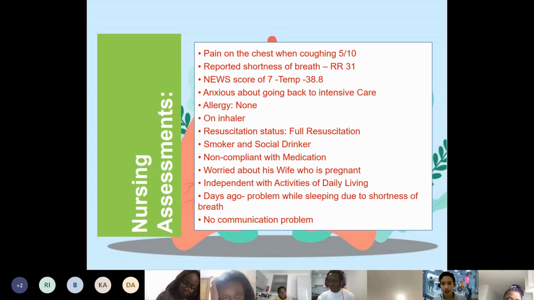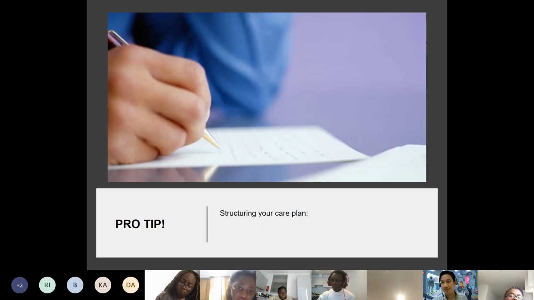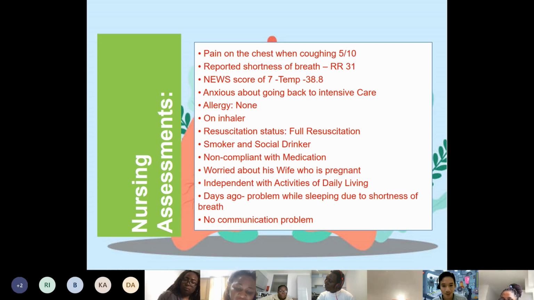Based on these problems, you have to prioritize your two problems. So I want a brave soul. Who wants to give it a try? Raise your hand. Our birthday girl. After assessing John's complaints, I will prioritize his needs. So what is your problem then, Melvis? My initial concern will be John's shortness of breath.